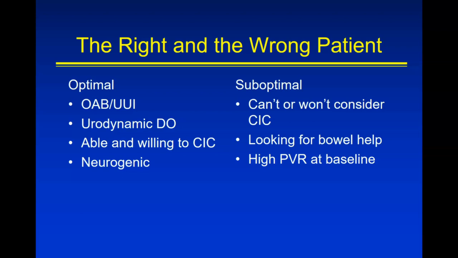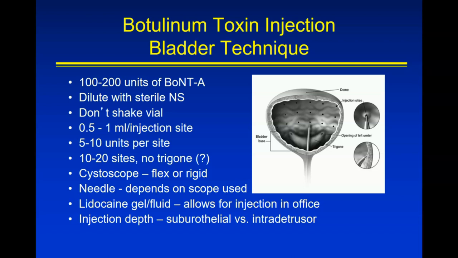Who's the wrong patient? Patients that can't CIC, won't CIC, won't have a catheter. If there are bowel issues, that's a reason to consider neuromodulation instead. If you already have a high PVR at baseline and you don't want to catheterize, again, it may not be something you want to do. So how do I do it?